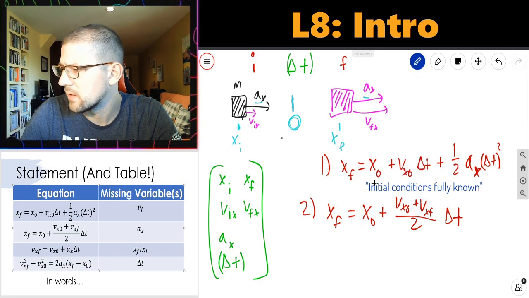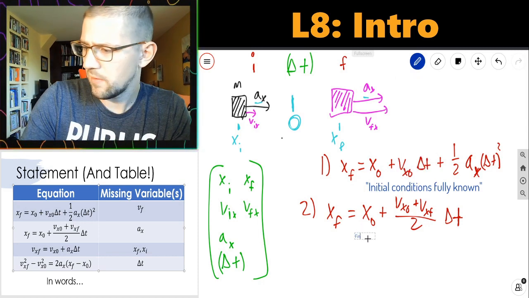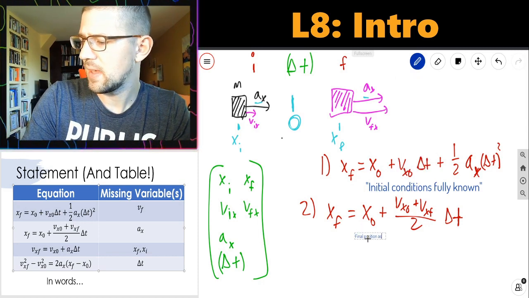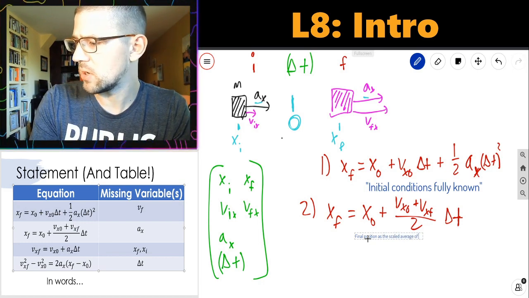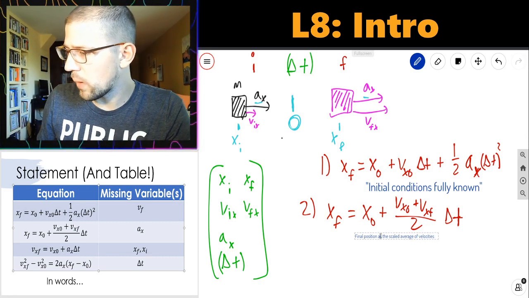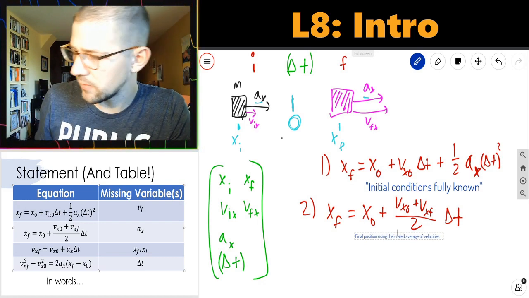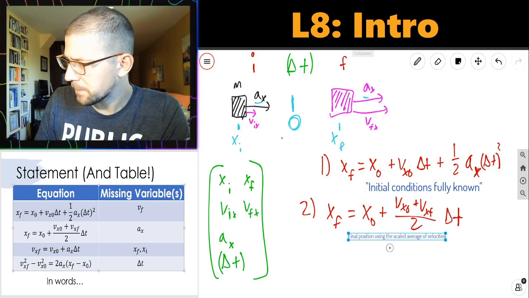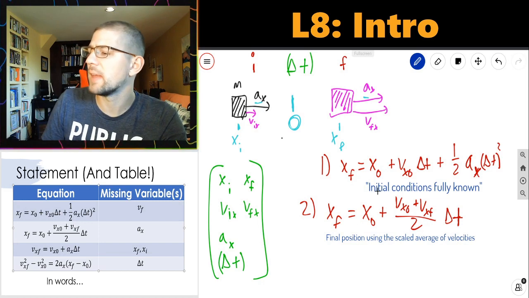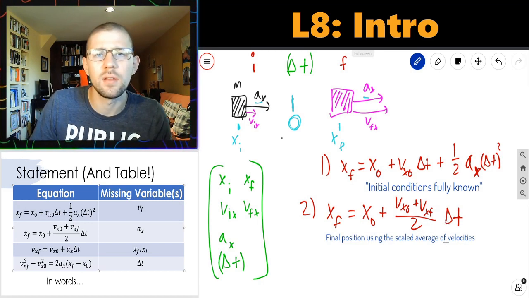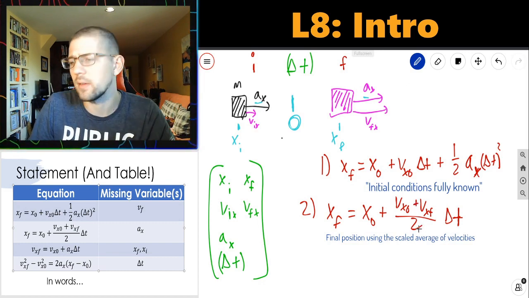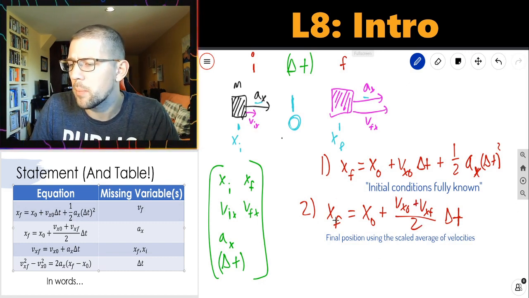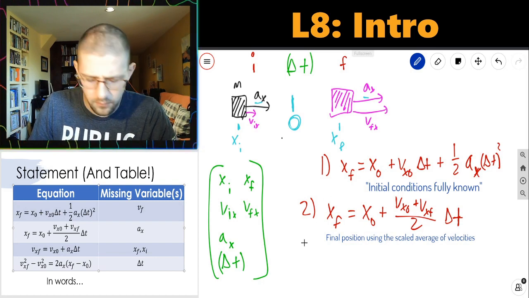So I call this the final position as the scaled average of velocities. Or I should say with using the scaled average of velocities, scaled by change in time. Okay, notice this second one, I don't have to explicitly know the acceleration. So I can just know the initial and final velocities. I don't have to explicitly know the acceleration in order to calculate where the particle's moving as a function of time.